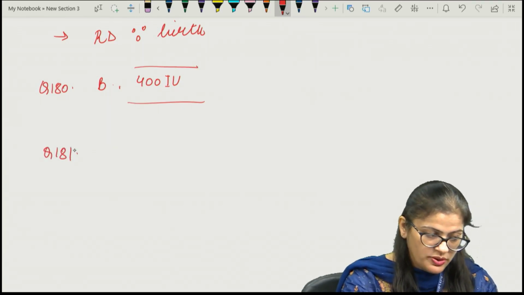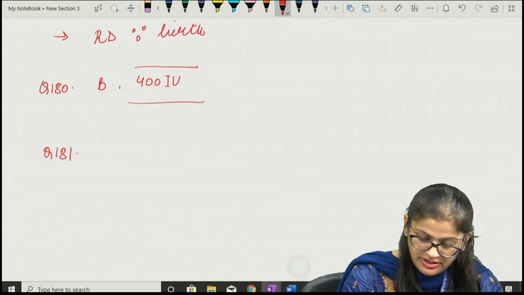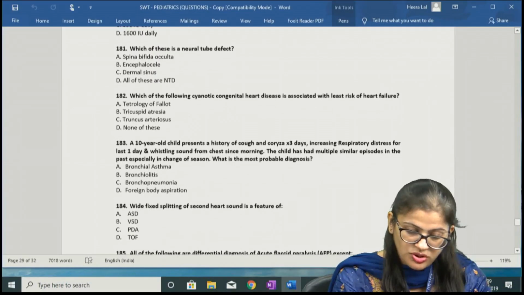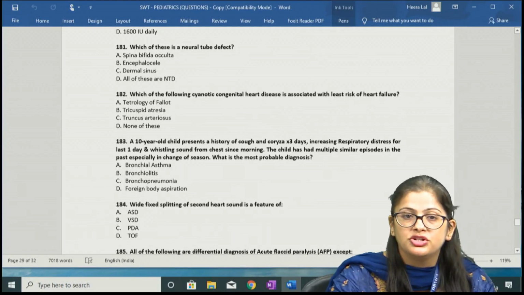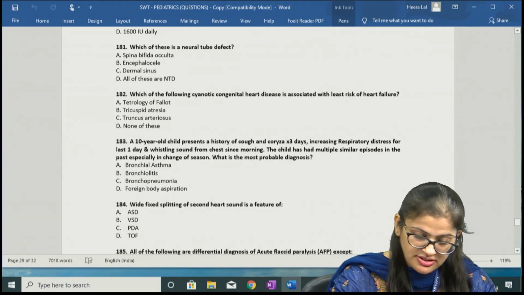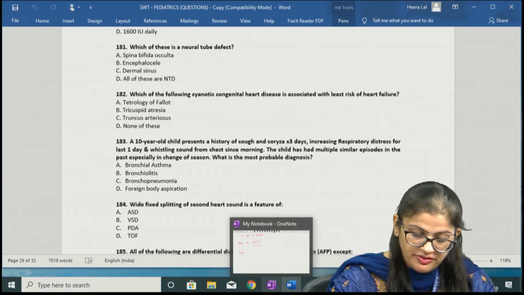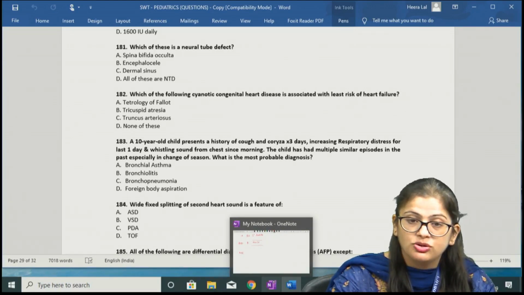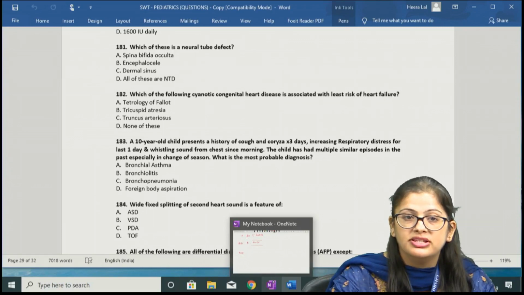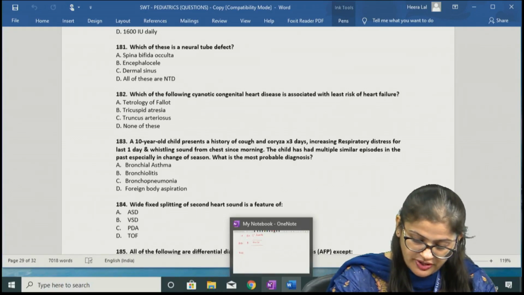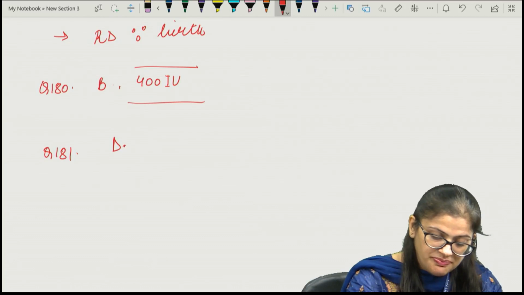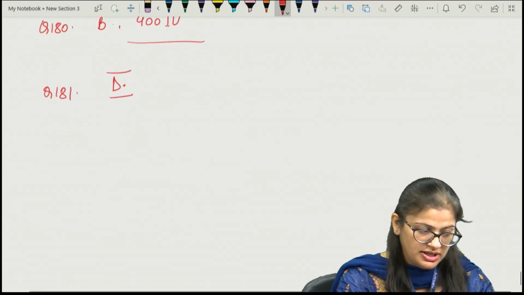So next we come on to question number 181, and question number 181 was, which of the following is a neural tube defect? And the correct answer is option number D, that is all of these: spina bifida, encephalocele and dermal sinus, all these are neural tube defects. So option number D, all of them are neural tube defects.